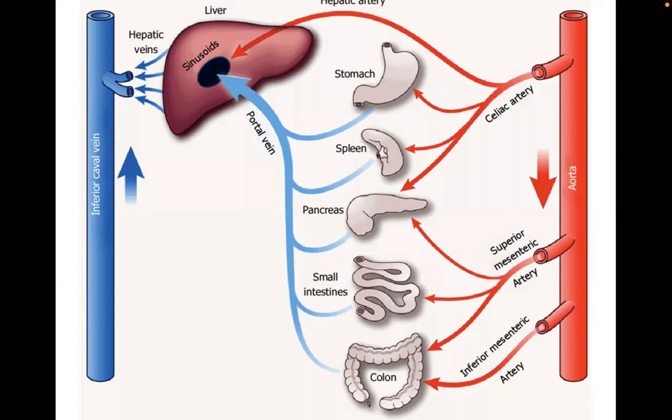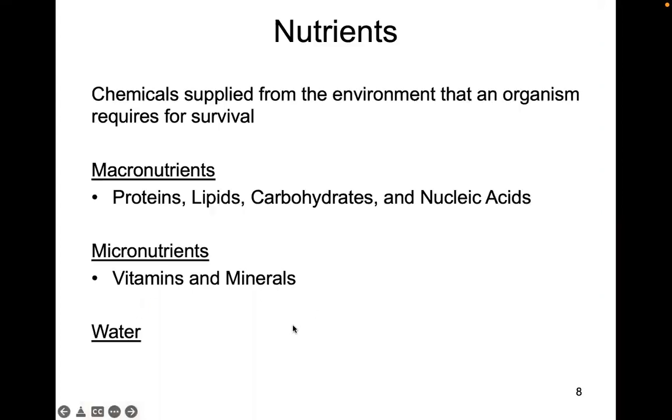lipoproteins. And from the liver, it will then go through hepatic veins back to the vena cava and then back to the heart, right? That way, the heart, yes, it has deoxygenated blood, but that blood still has all these good food nutrients that can then be transported throughout the rest of the body. And when we're talking about nutrients, these are chemicals supplied from the environment, right? From our food that we eat, that we as organisms need to survive.